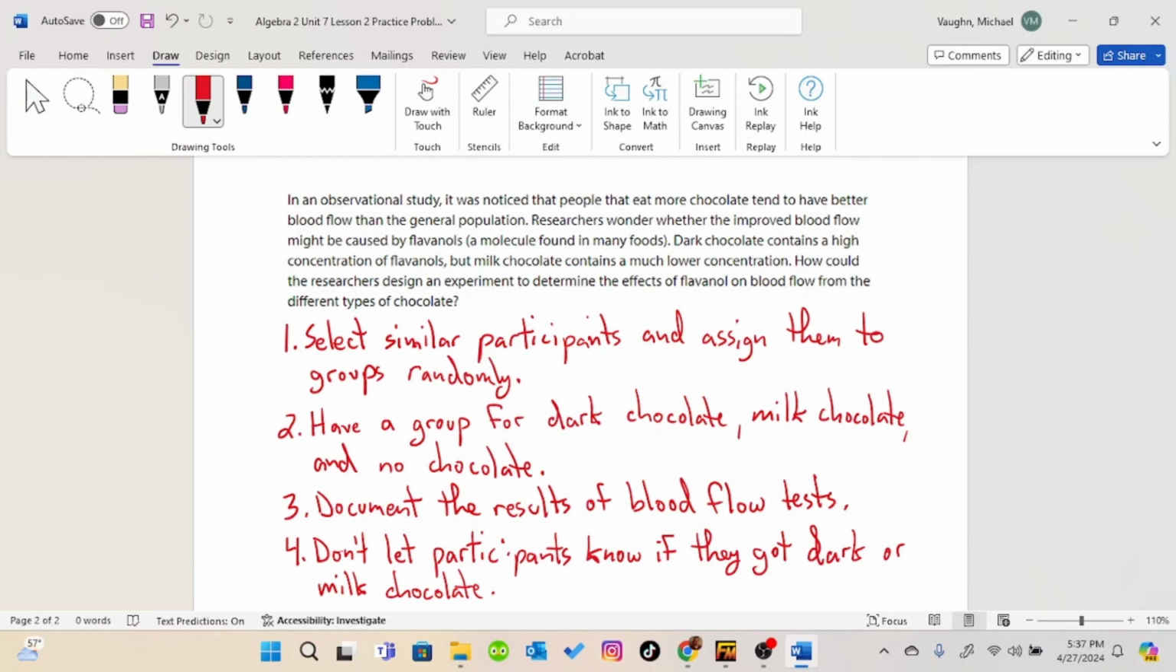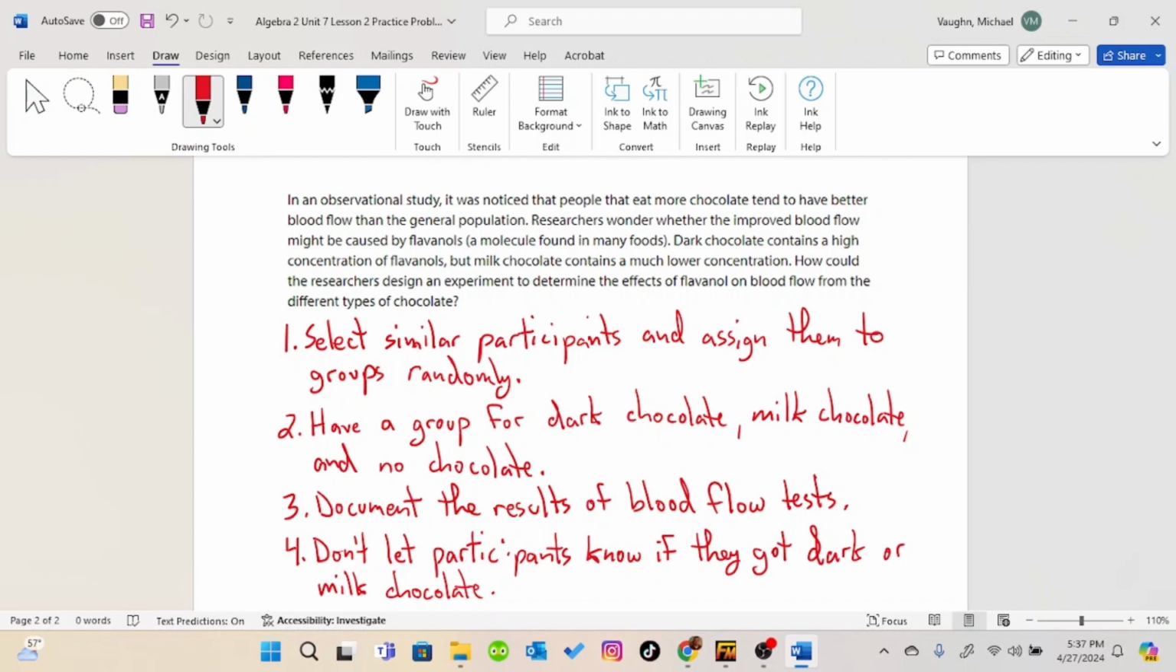document the results, and if possible, don't explicitly tell them what they are receiving. Then you can compare the dark chocolate results to the milk chocolate results to the results of people that didn't have either one and see what kind of differences, if any, resulted from your study.